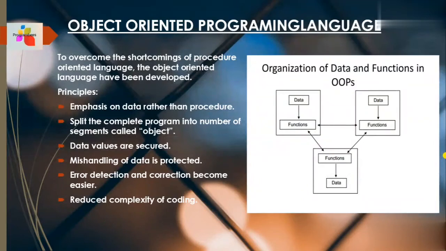Next one is the object oriented programming language. Basically, object oriented programming language is used to overcome the problems of the procedure oriented programming language. Here the data is bound with the particular function, so the data cannot flow freely from one function to another function, so the data security becomes high. Again, there is reusability of code, so the complexity of the code becomes less. Because OOP, or object oriented programming language, emphasizes data rather than the procedure, it makes detection and correction very easy.